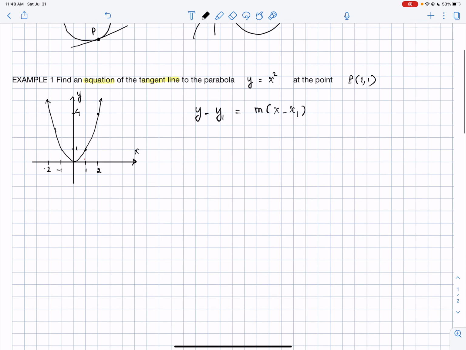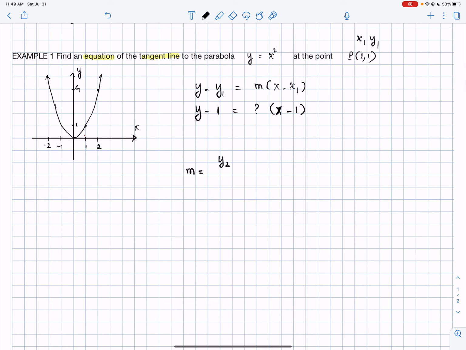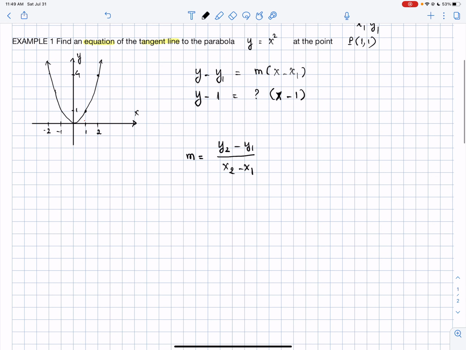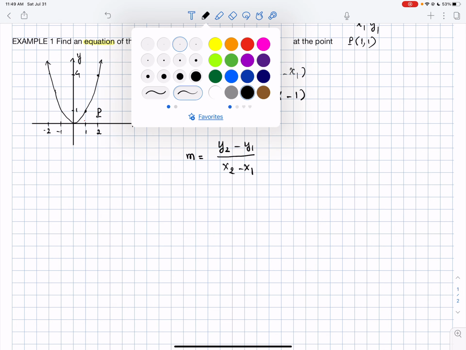The problem is we do not have the slope, and we also learned from algebra that the slope is y2 minus y1 over x2 minus x1. So the problem is we need 2 points to find the slope. We only have 1 point, which is the point P. Then we need 1 more point.